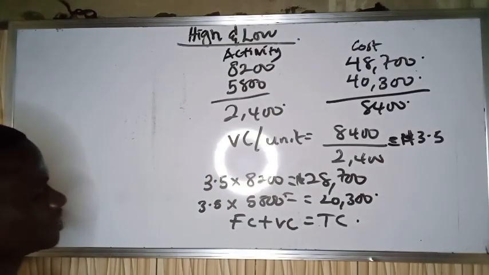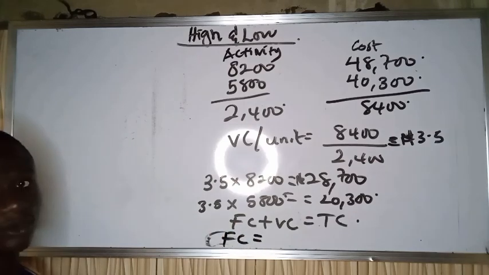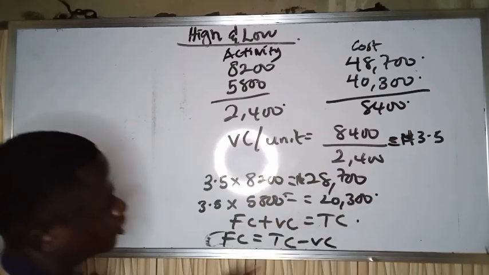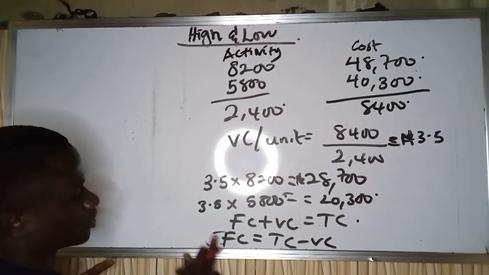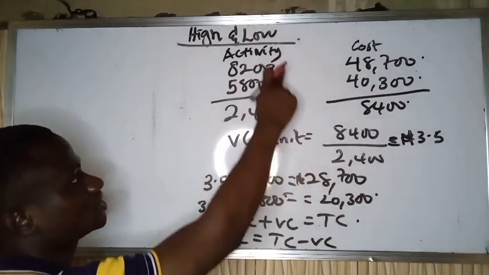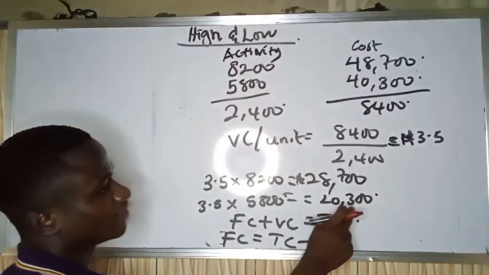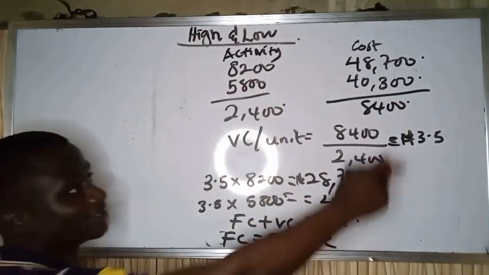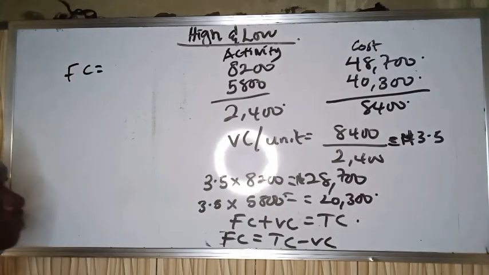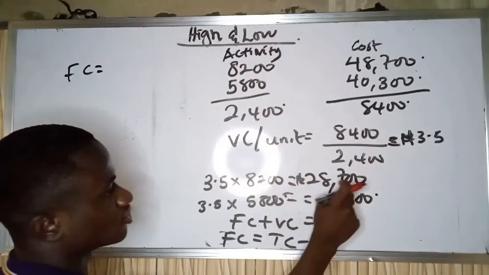So I can proceed and say fixed cost is equal to total cost minus variable cost. By taking the VC to the other side, you get fixed cost equals total cost minus variable cost. This is my variable cost of producing 8,200 units, and this is the total cost I've been given in the question. And this is my variable cost of producing 5,800 units, and this is its total cost. So my fixed cost is equal to 48,700 total cost minus 28,700 variable cost.